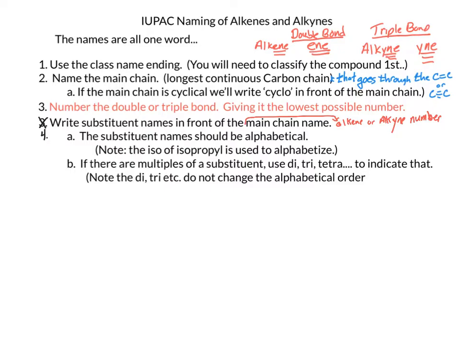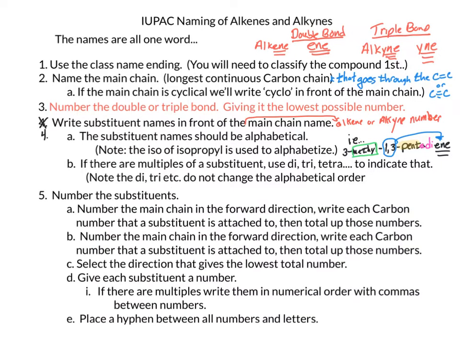tetra to indicate multiples. Notice that we also use those di, tri, and tetra in front of the alkene or the alkyne if there is more than one of them. So the answer would have the number of the chain, then di, tri, tetra, and then "-ene" or "-yne" when we do those names. And of course we would have to number each of those double bonds or triple bonds.